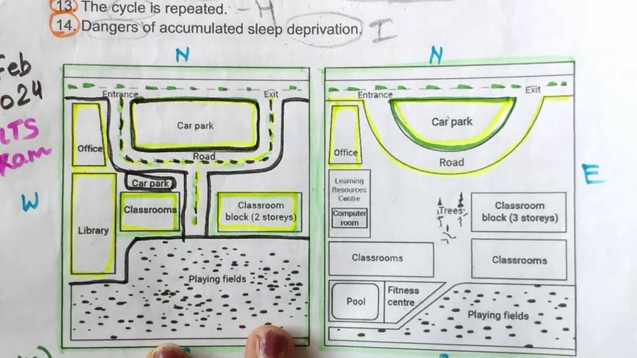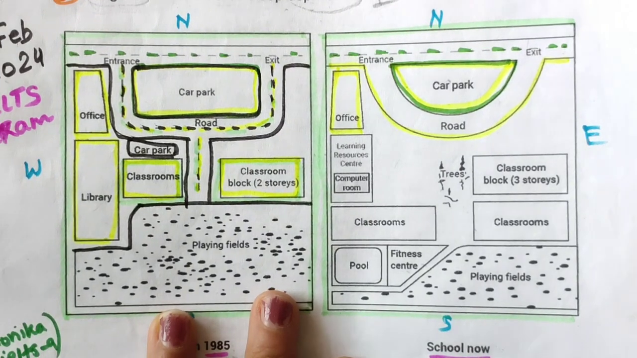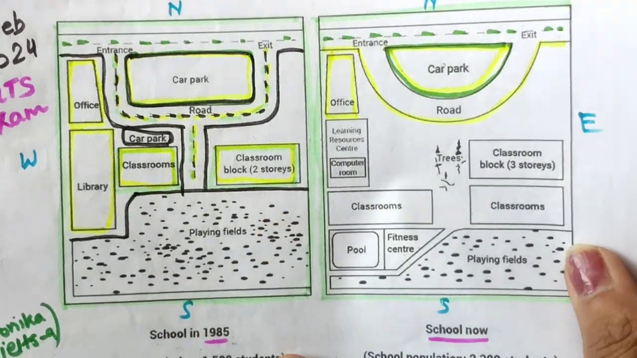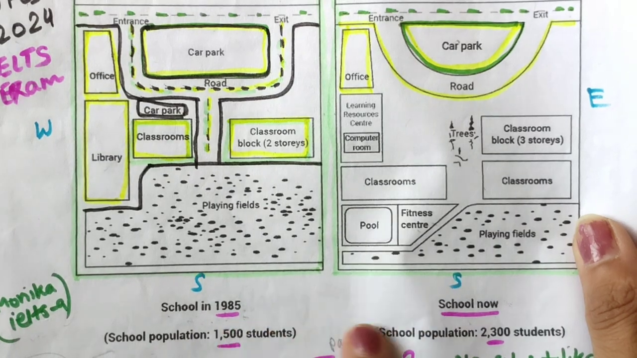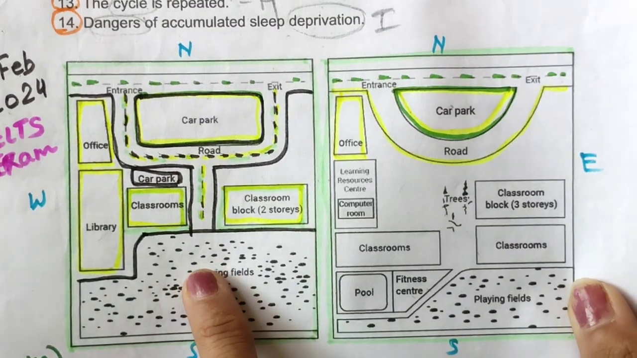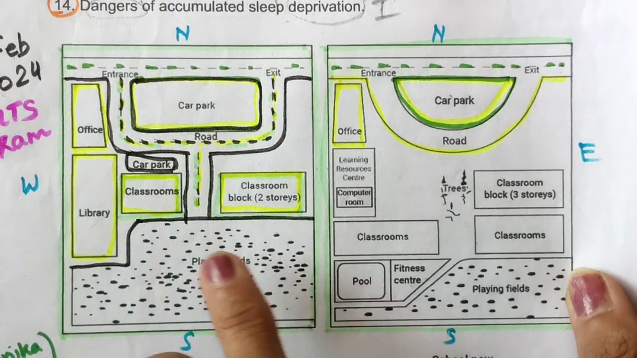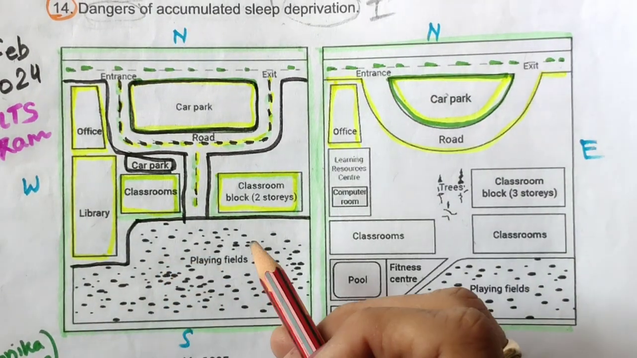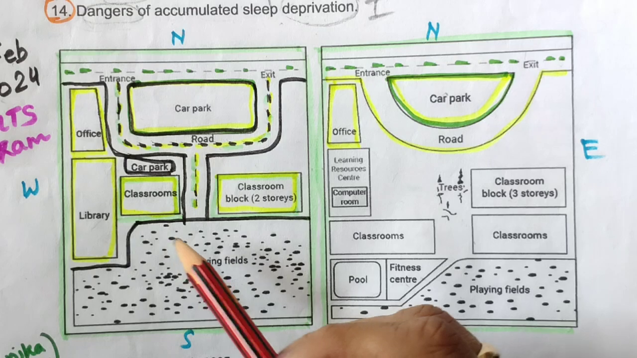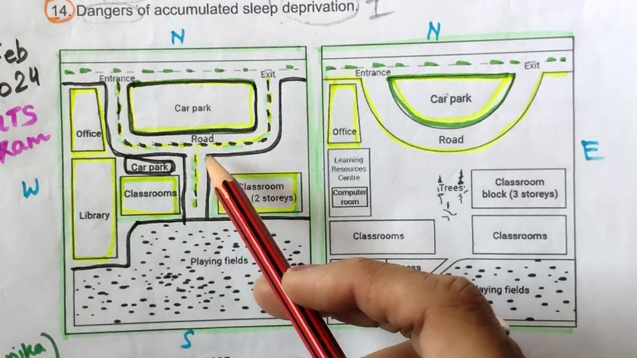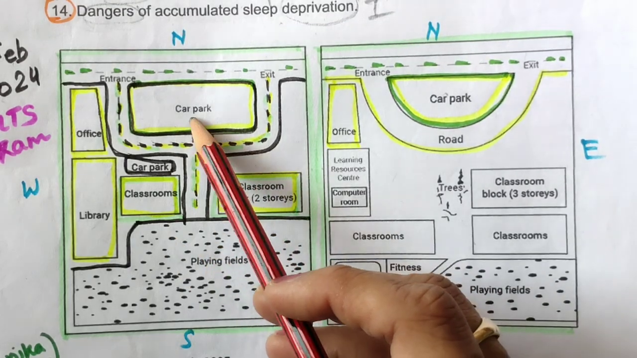So after getting map diagram, what you need to look at the map diagram. Of course, we have read the title of the maps. First oldest map is this and this is latest. So first we will analyze the map, means we will try to find what all the things there are in 1985. So car park is there.